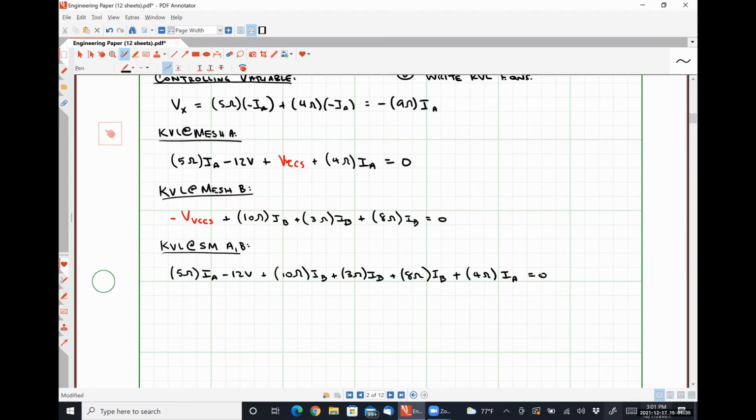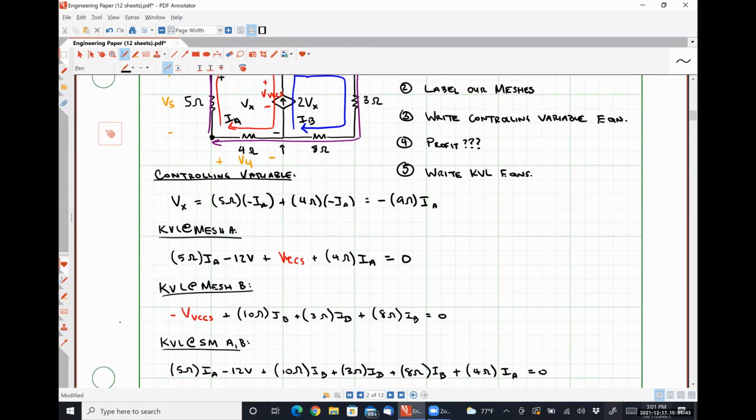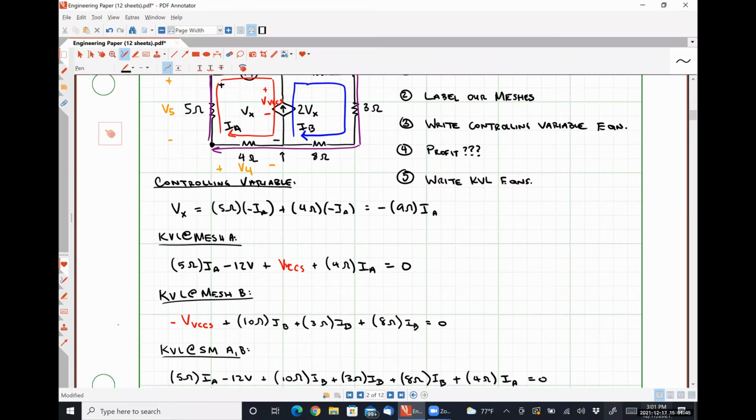You'll notice that this is exactly KVL at mesh A plus KVL at mesh B. So I'm going to scroll up so that hopefully you guys can see my equation in at least most of the circuit at the same time. And if you have any questions about where any of those terms came from, I'd be happy to answer.